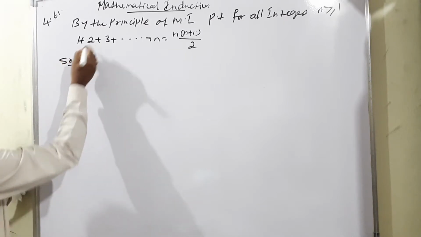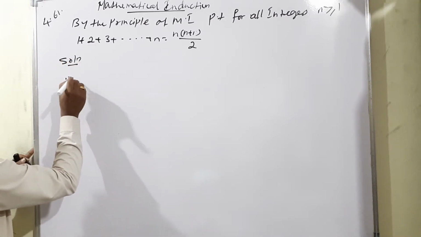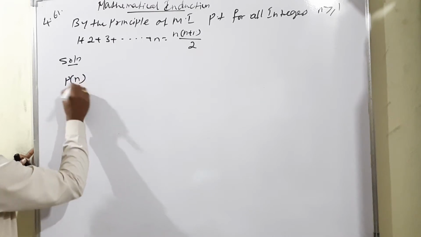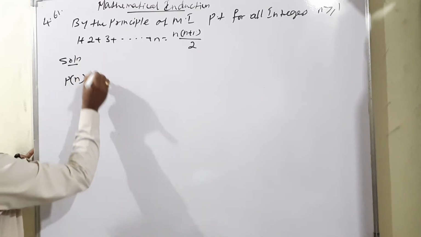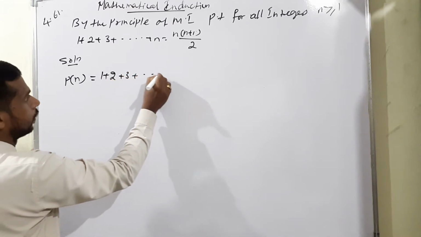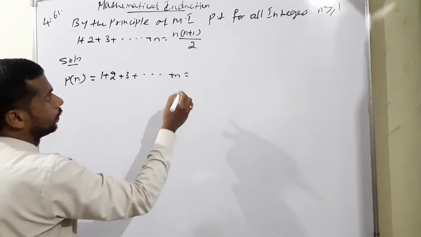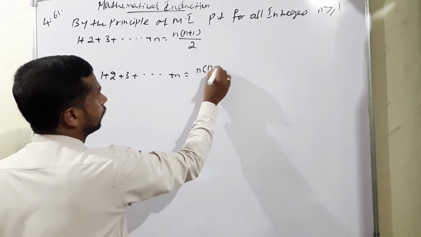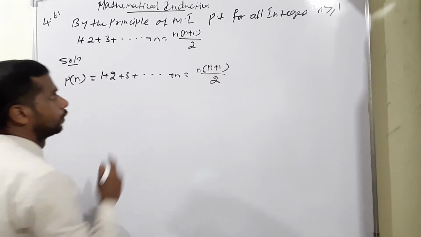Take one part. This is considered as P of n. So P of n means the question, write it as it is: 1 plus 2 plus 3 plus dot dot dot plus n is equal to n into n plus 1 by 2.